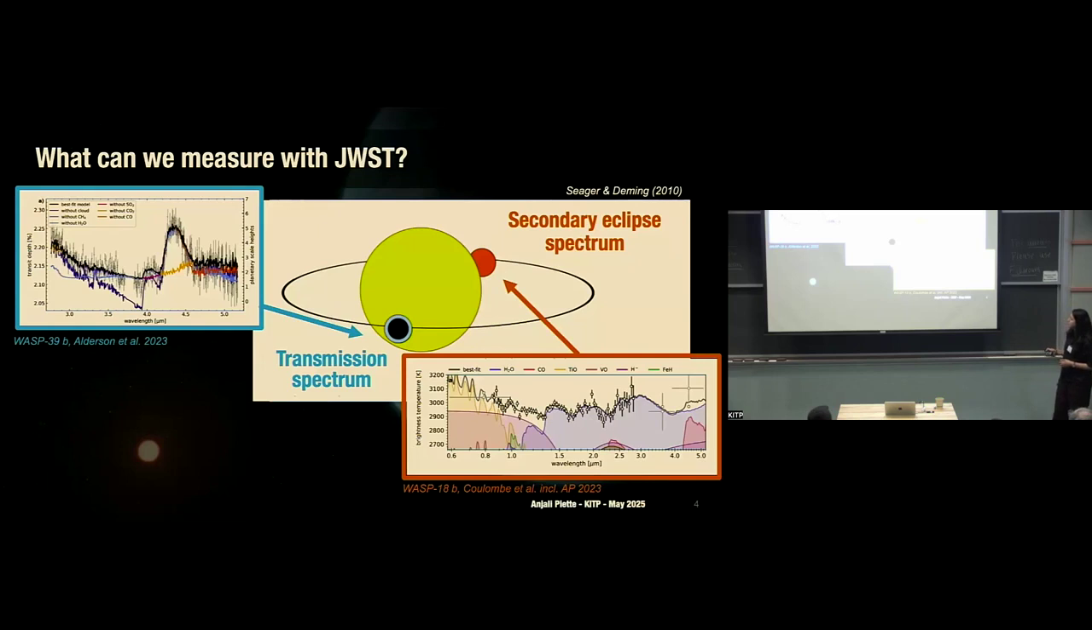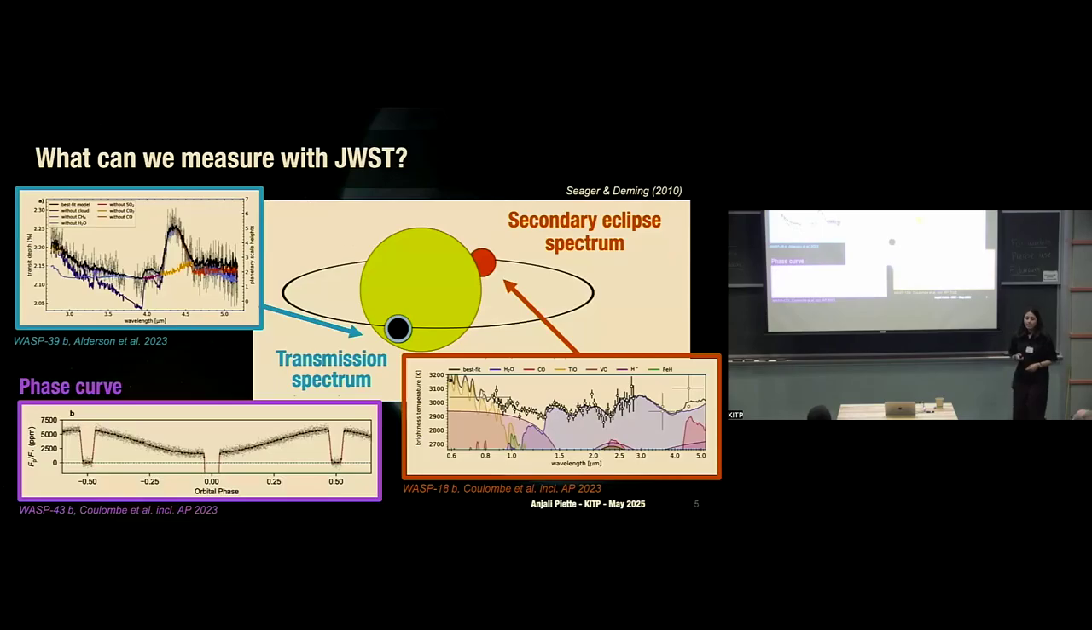For example, this is the ultra-hot Jupiter WASP-18b, and you can see here these lovely water emission bumps. These look quite nicely defined with JWST. With HST, this looked flat. We couldn't see those features. And then with JWST, it suddenly popped out, and we were all very excited. So secondary eclipse is something I'll come back to, but it's very exciting.